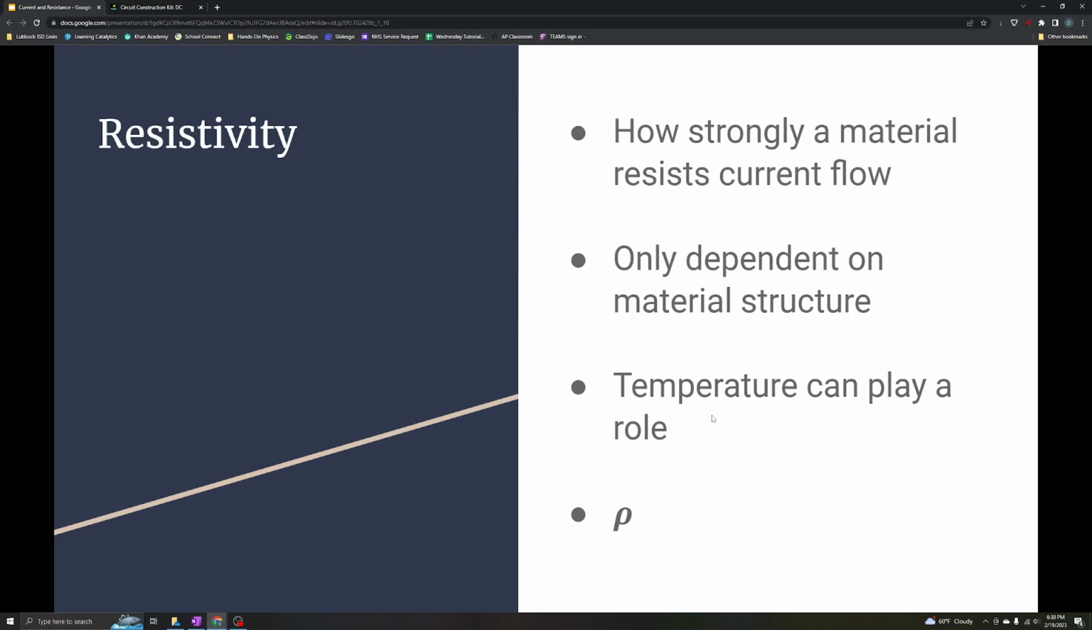Also important to note here that temperature can play a really big role in the resistivity of an object. So resistivity tends to change with temperature change. And in fact, we may talk at the end of the year, for just some fun topics, about semiconductors and superconductors that may conduct differently at different temperatures.